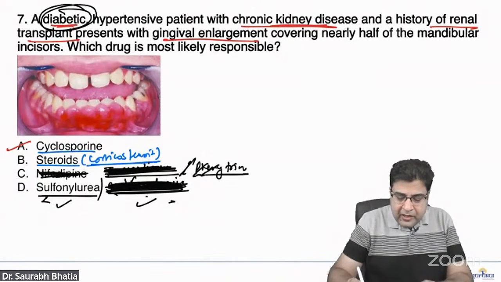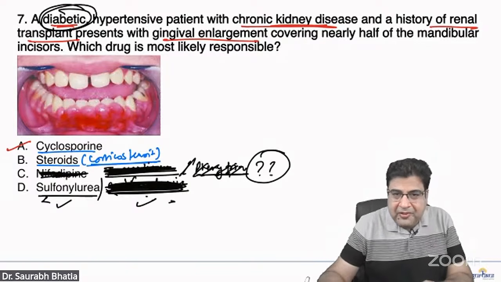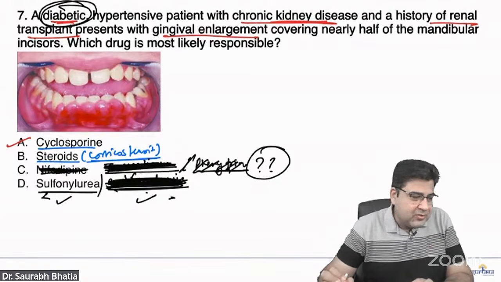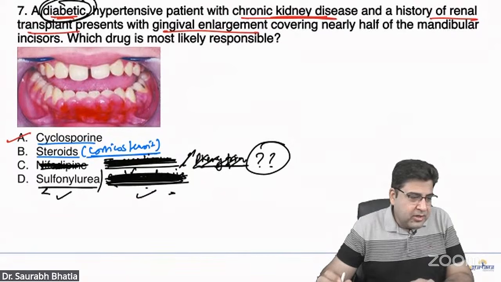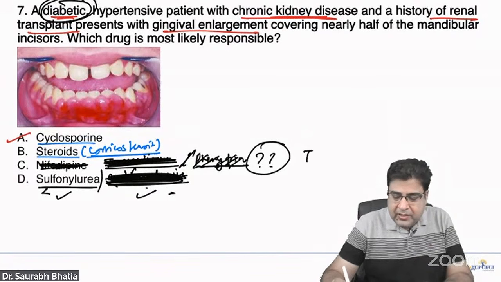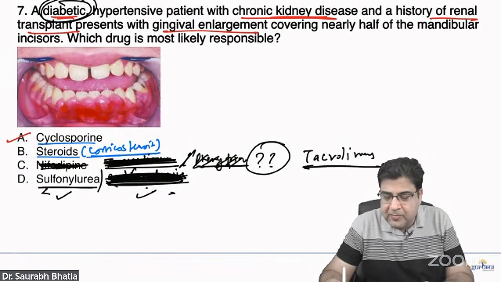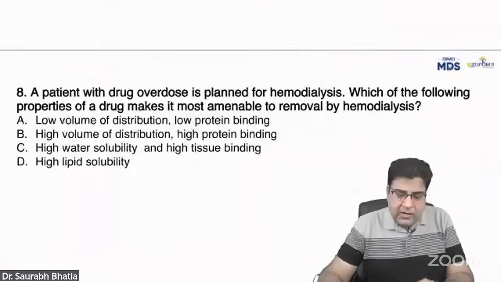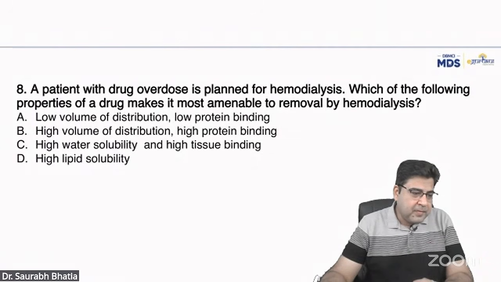Okay, if anyone is able to recall, according to some of you, phenytoin was not there. So in case you are able to recall, what was the third option? Let me know about this. Okay, guys, Dr. Shruti is saying tacrolimus. Tacrolimus was there. So guys, please confirm this option. Okay, cyclosporin was the correct answer. Okay, let's move on to question number 8.